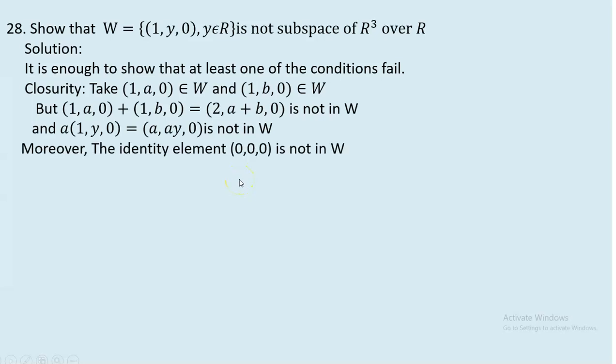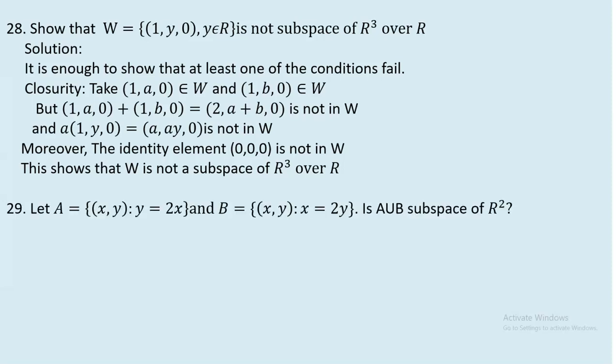And that is it. Moreover, the identity element (0, 0, 0) is not in W. You see? So I just brought three different situations where this is not fulfilled, but it is enough to bring one only. Anyway, this given W is not a subspace of R cubed.